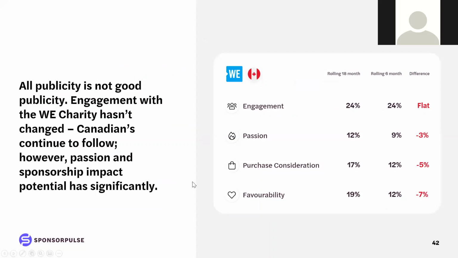So when you look at We Charity, all publicity is not good publicity. It was really interesting when we looked at 18 months ago versus in the past 6 months. As soon as this new news came out, the engagement level for We hadn't changed. So just as many people had their ear to the ground listening and wanting to know what's going on, but they weren't as in love, probably obviously to many, with the property. And as a result of not being as passionate, how they felt towards sponsors, which there aren't any anymore, but still being a brand who might associate with We, and yes, it is still an organization that's there, all of those things have fallen.